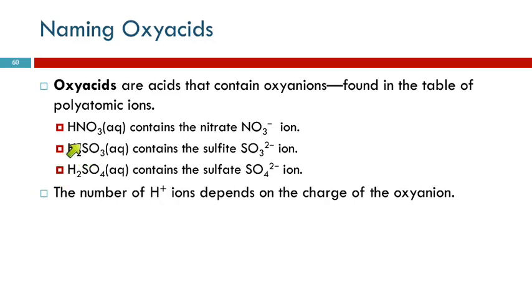H2SO3. We'll cover up the H's. SO3, that's the sulfite ion. Sulfite has a 2- charge. That's why this acid has 2 hydrogens.